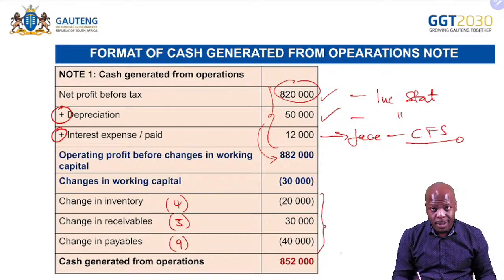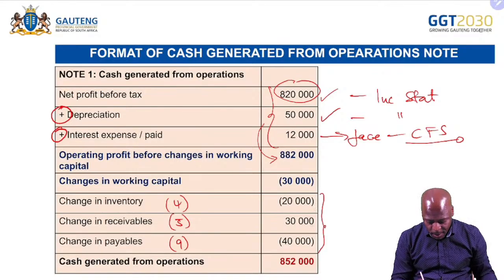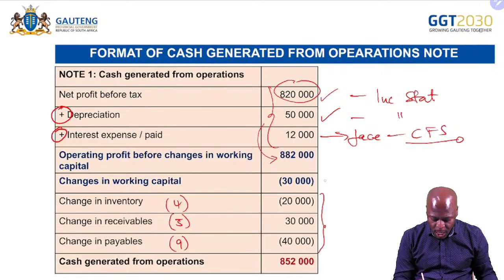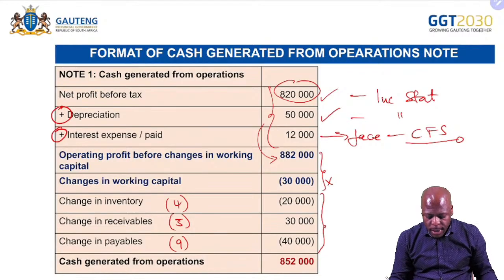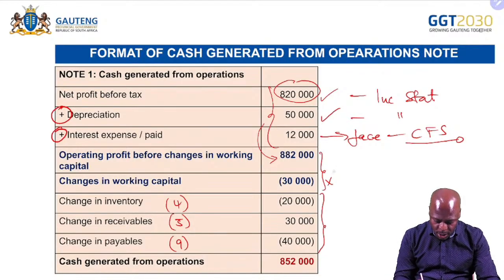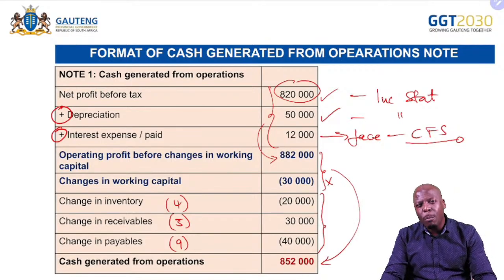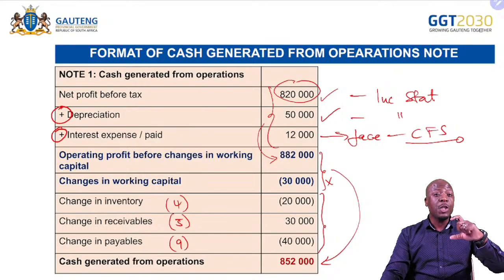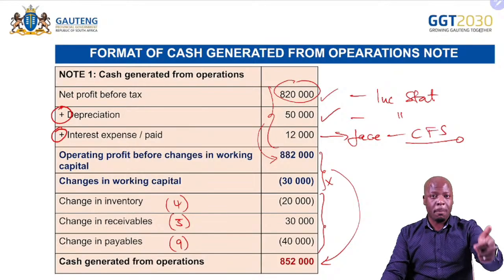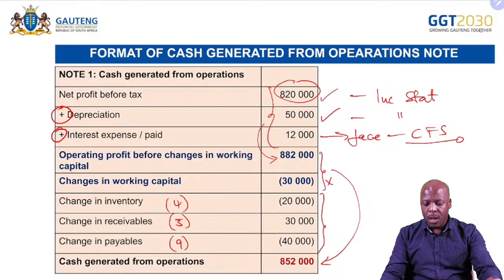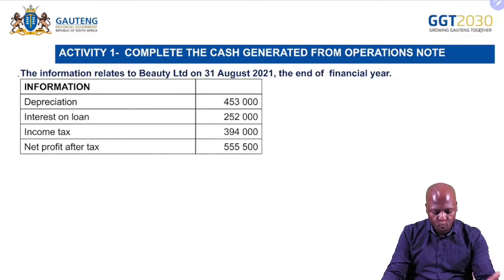I'm going to explain this as I do my activity. If you say 20,000, which is a negative, you add the 30 and then you subtract the 40, which is also a negative, you're going to end up with your 30,000 there. And when you say your 882, you subtract the 30,000, which is negative, then you have what we call cash generated from operations. Once you have this, you are now one step into the cash flow statement, because this is what we need when we prepare a cash flow statement.